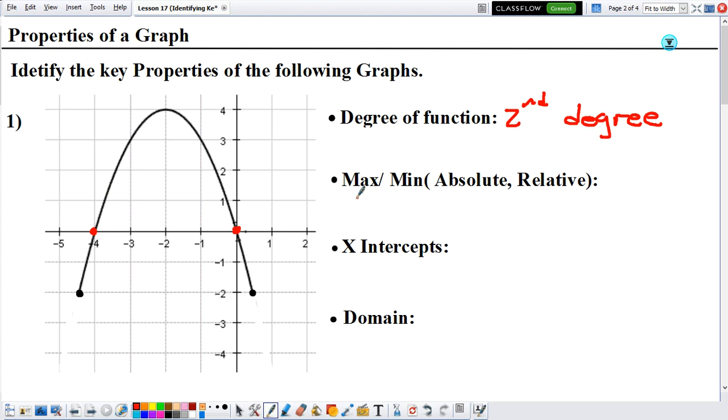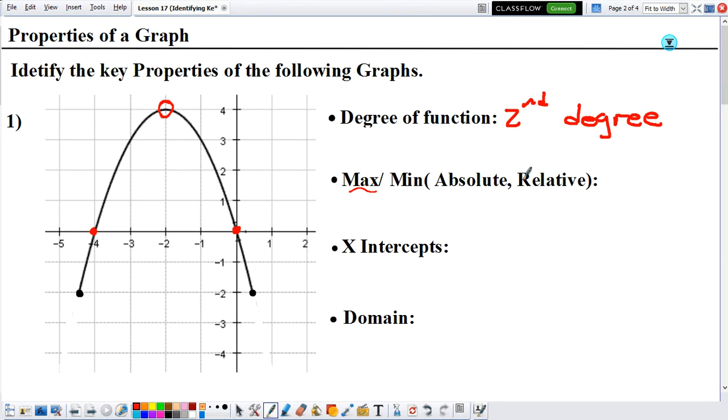Now, let's look. What is the max or a min? Well, look at your graph. Try to identify, can you spot the highest point? Can you identify the highest or the lowest point? Well, I see that the highest point is right here. That highest point, we're going to call a max. If it were the lowest point, that's called a min. So right now, the highest point is being called a max.